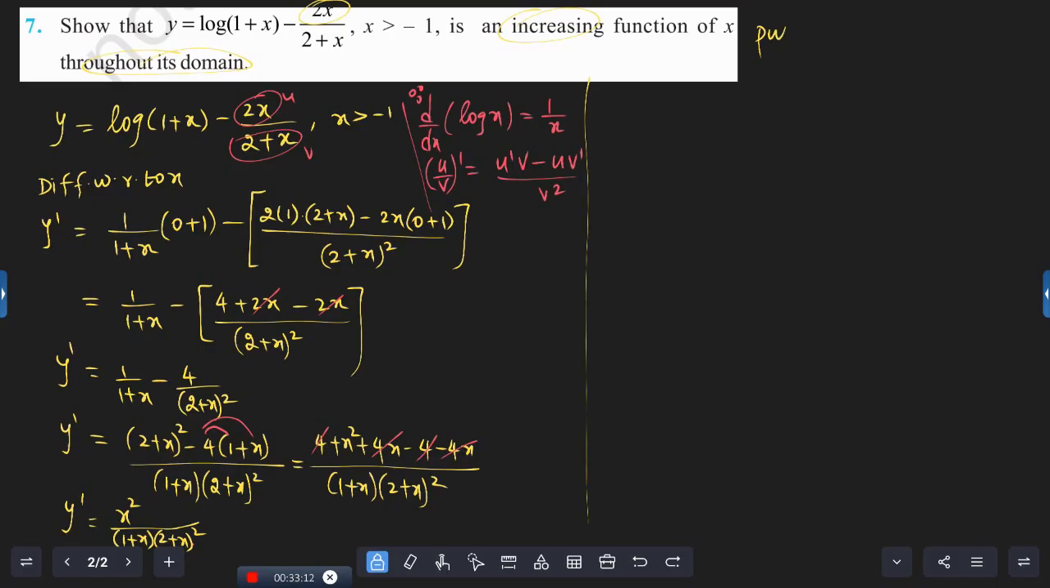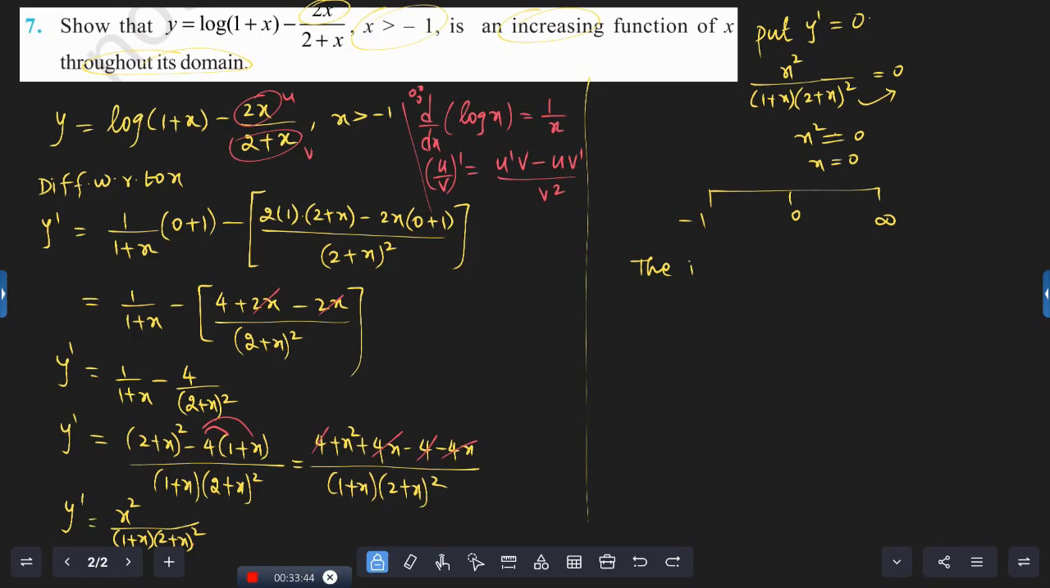You should put y dash equal to 0. It means I am getting x square divided by 1 plus x into 2 plus x whole square, which is equal to 0. When you cross multiply, the denominator everything becomes 0. Leave it. So I am getting x square equal to 0, x is equal to 0. Therefore, see, they gave minus 1 onwards, so minus 1 to infinity, somewhere in the middle we have a 0. Then the intervals are minus 1 comma 0 and 0 comma infinity. There are two intervals we have.